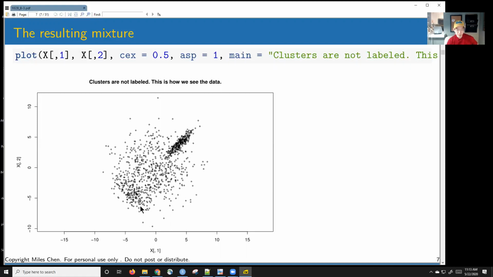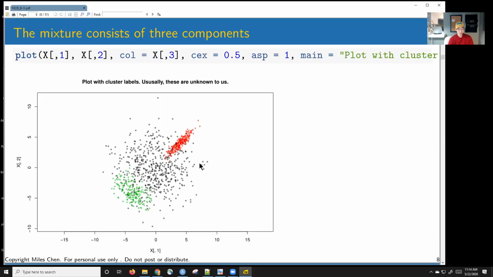All right, so this is how the EM algorithm would see the data. The clusters are not labeled, and all the data just shows up like this. And if I told you to identify 3 clusters in here, this would be your job, and you'd try to figure out where the clusters are.